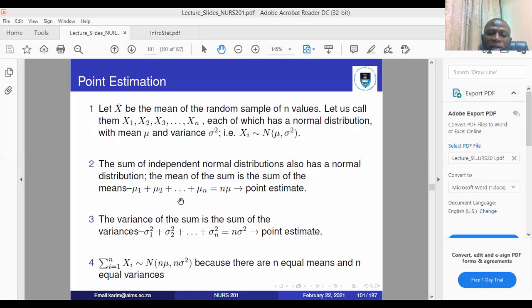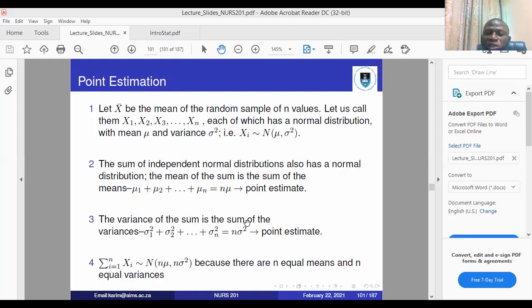So if I'm adding mean 1, mean 2, mean 3, up to mean n, then I'm just going to have n times the mean. We are assuming that the mean from each of these random variables is the same. So the mean for this random variable is the same as this one, is the same as this one. So we sum them and we get this.